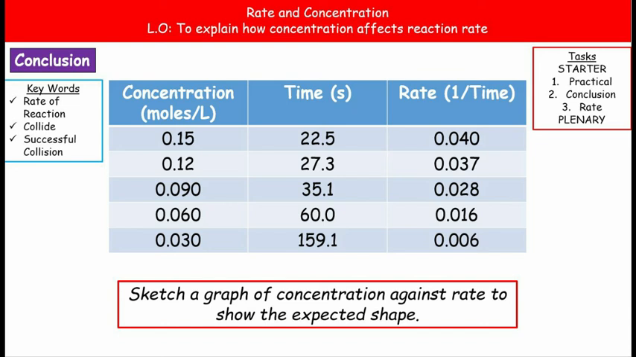Now we've got the rates there, so if you hadn't managed to calculate them, obviously write them down now. Then what I want you to do is sketch me another graph, this time of concentration against rate. So concentration on your x-axis, because that's the thing we're changing, so it always goes on our x. And then our y-axis is going to be the rate this time. So just sketch a graph to show the expected shape. And again, you were shown this in the video demonstration, so hopefully you can remember what it should look like.